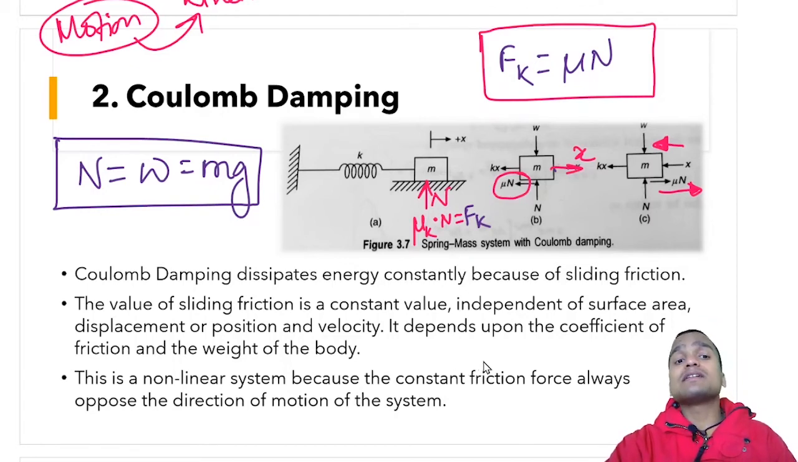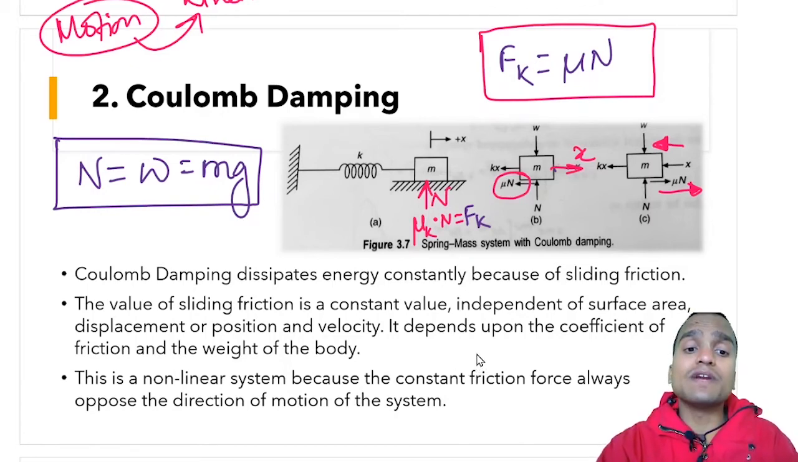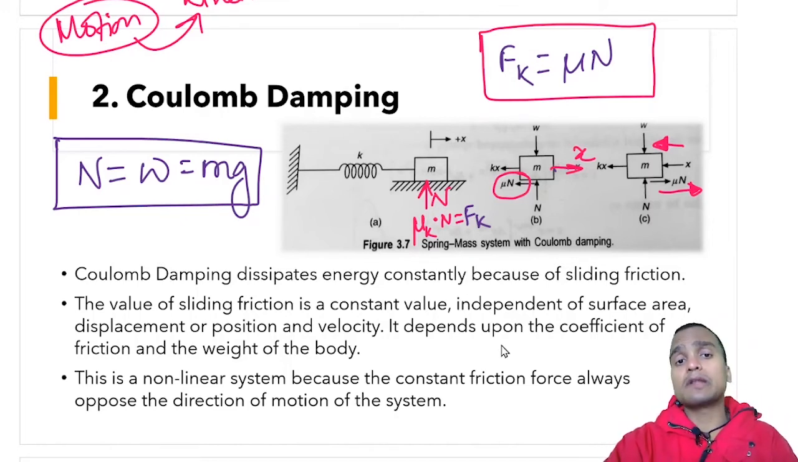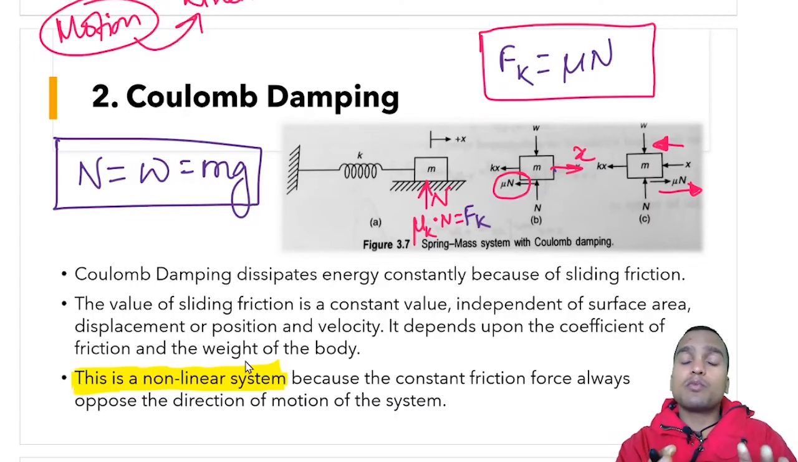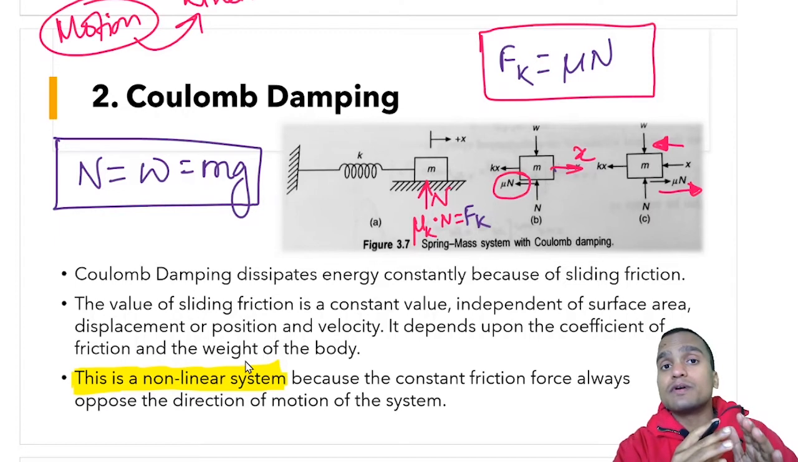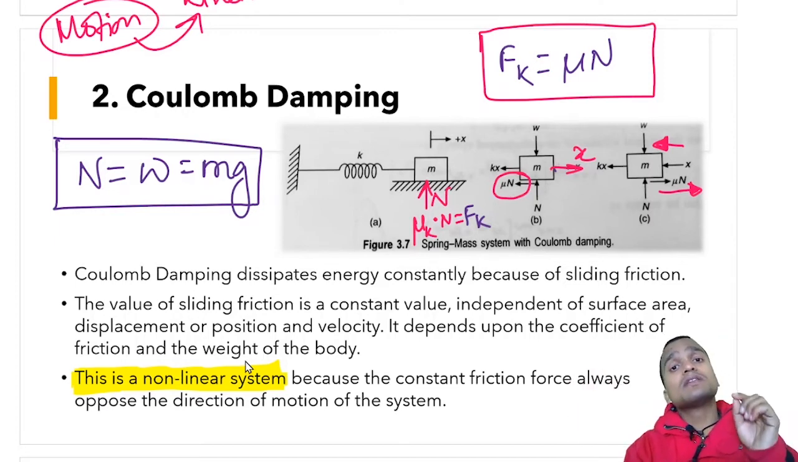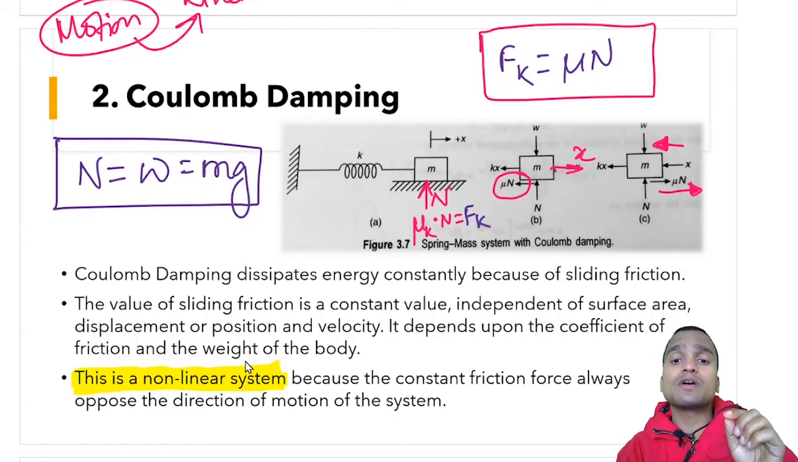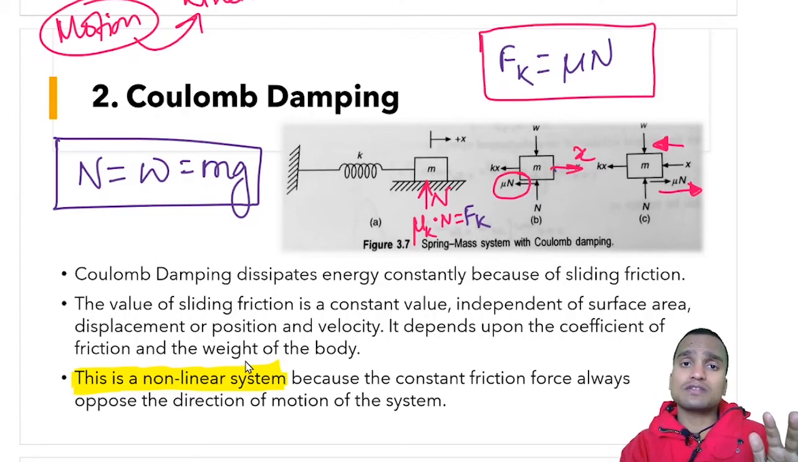So we can say that this is a non-linear variation here. Coulomb damping is a non-linear system. I will highlight how this is a non-linear system. Now try to understand. It simply sees the body is in motion, then it applies kinetic friction of constant magnitude mu times N. Whether the body has very high velocity or low velocity, the constant value of friction force always remains the same, and it always opposes the direction of motion of the system.